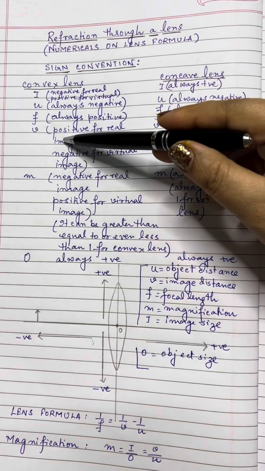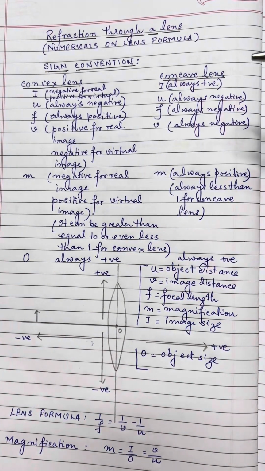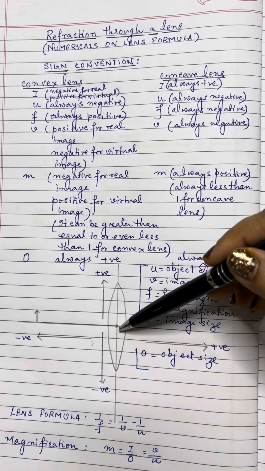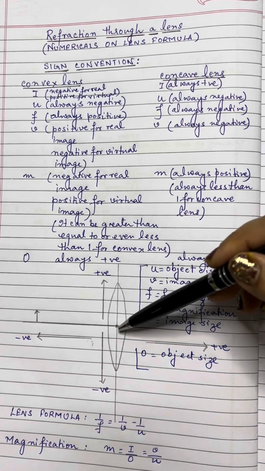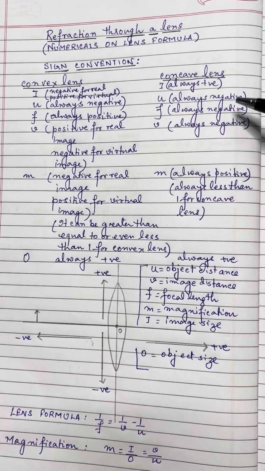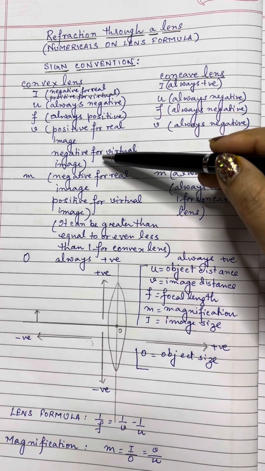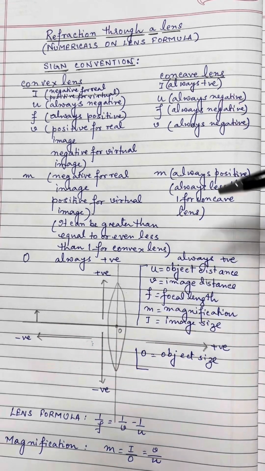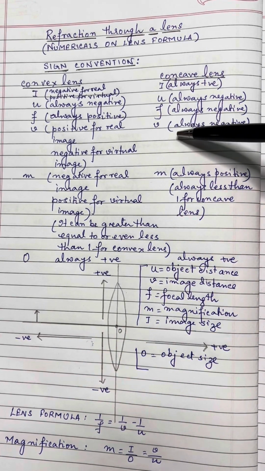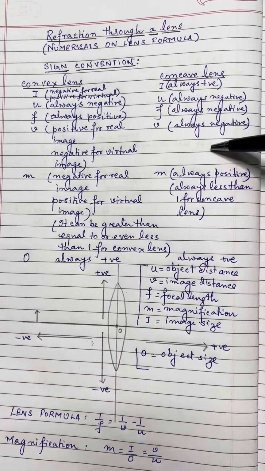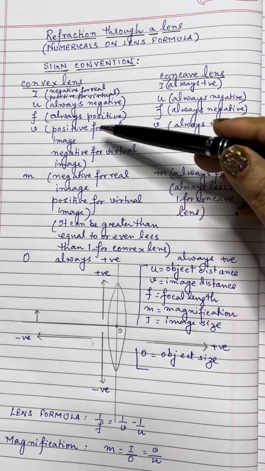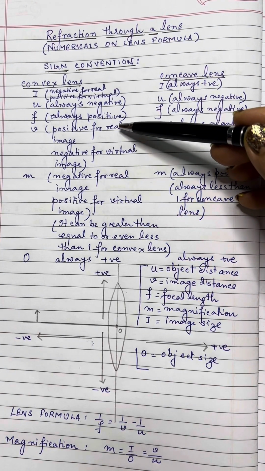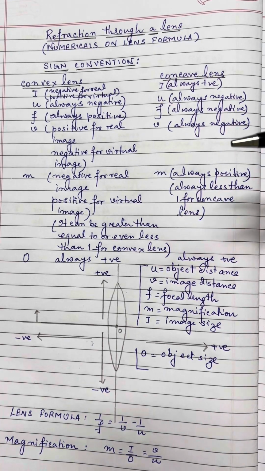Let us see what about v, that is the image distance. The image distance is positive for the real image, because the real image is formed on the right hand side or behind the lens. Similarly, it is negative for the virtual image, because it is formed in front of the lens. So, v is always negative for the concave lens, whereas for a convex lens it can be positive or negative depending upon whether it is a real image or virtual image respectively.